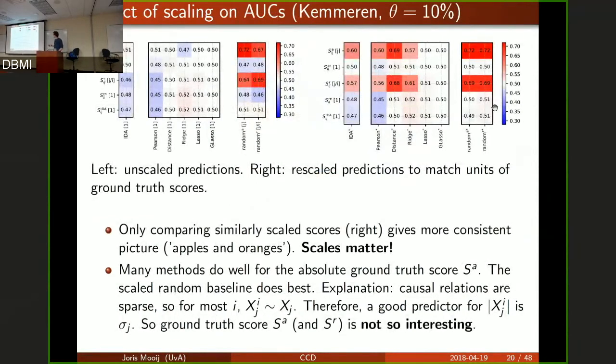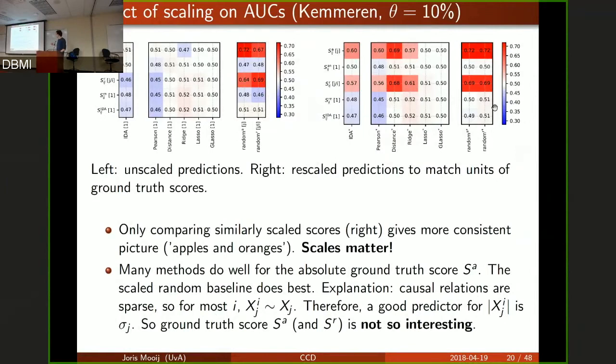And here you also see the results for other baselines, including these random scaled baselines and also IDA on the left-hand side. Here it's unscaled, so here we might be comparing apples with oranges. Here on the right-hand side, we have scaled our predictions to get the correct units. And you see a more consistent pattern emerging here. So the first conclusion: scales matter a lot. They are dominant for your conclusion in this evaluation.